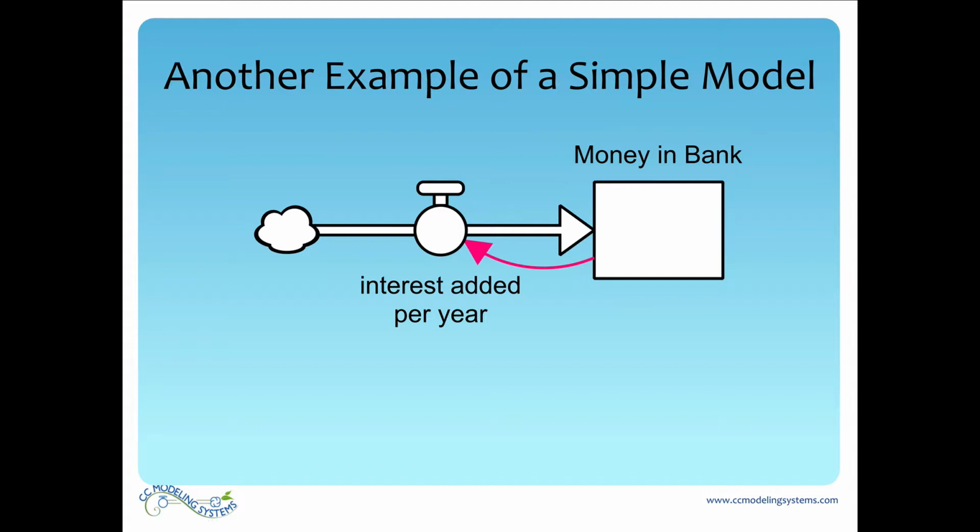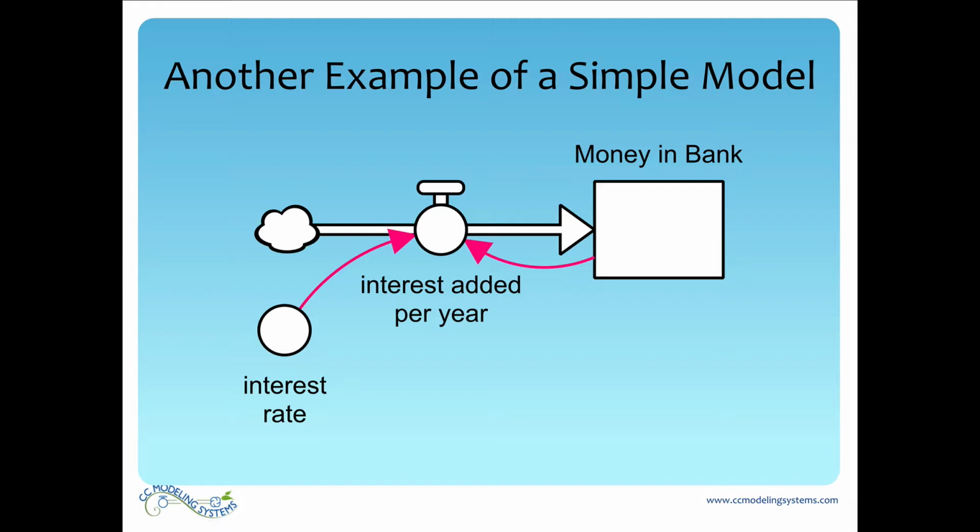One more piece of information is still missing. To calculate the interest amount, we need to know the percent of interest, or the interest rate that the bank offers. So we need a place to hold the interest rate. We place a converter, a circle, in the model and place the interest rate value in it.